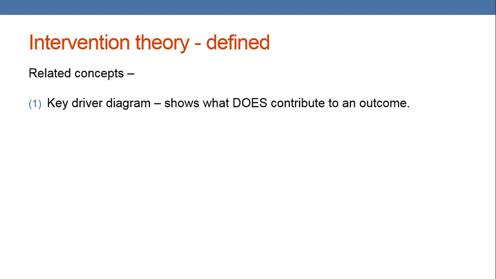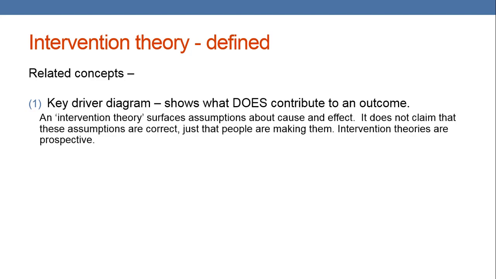It's not a question of what am I assuming contributes to an outcome. Key driver diagrams result from an effort to unearth what really does drive an outcome. So it's much more of a forensic, looking back, digging up what happened kind of exercise. Intervention theory surfaces assumptions about cause and effect in a prospective kind of way. It doesn't claim that they're correct, just that people are making those assumptions and that we need to talk about them before we put our intervention into place.